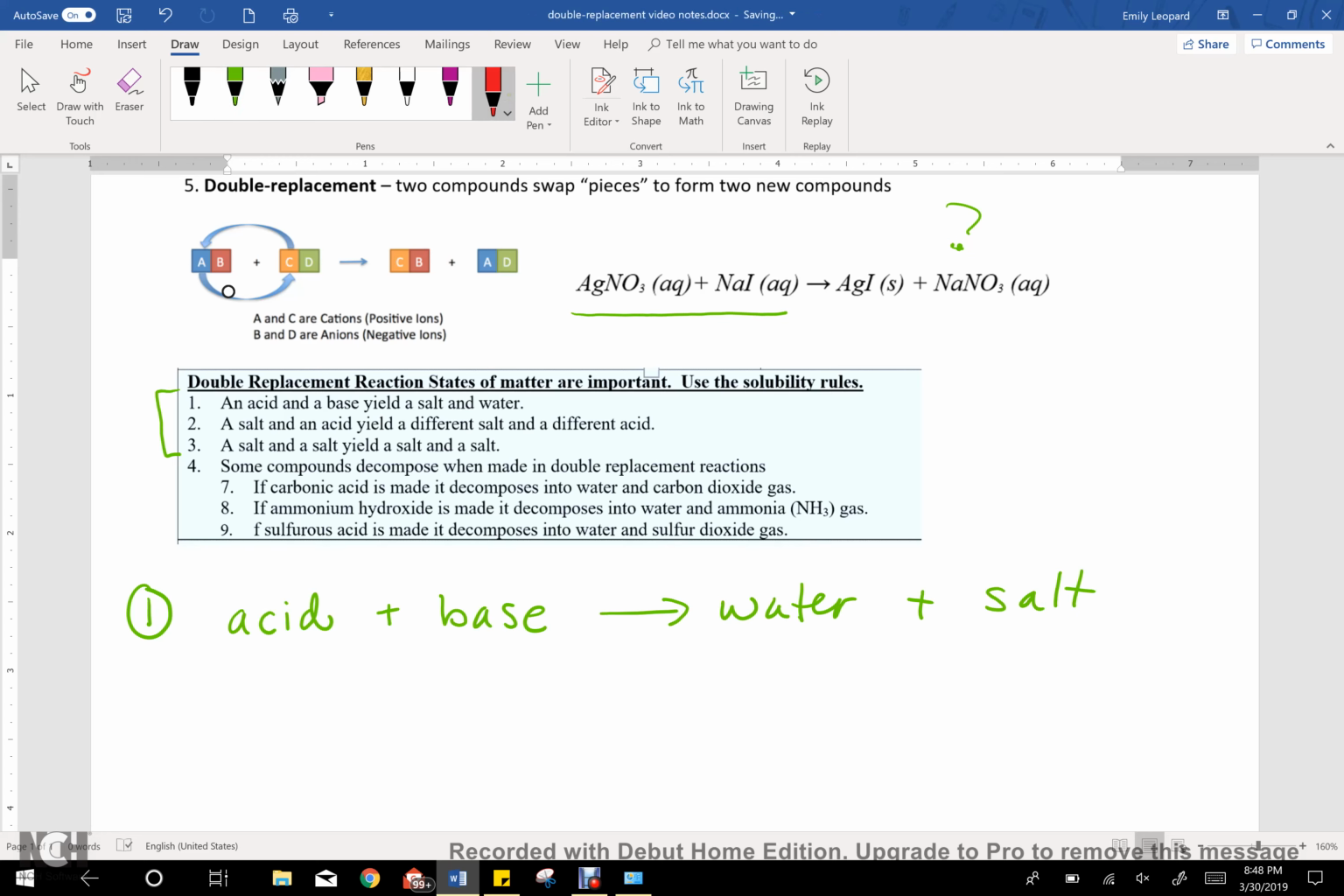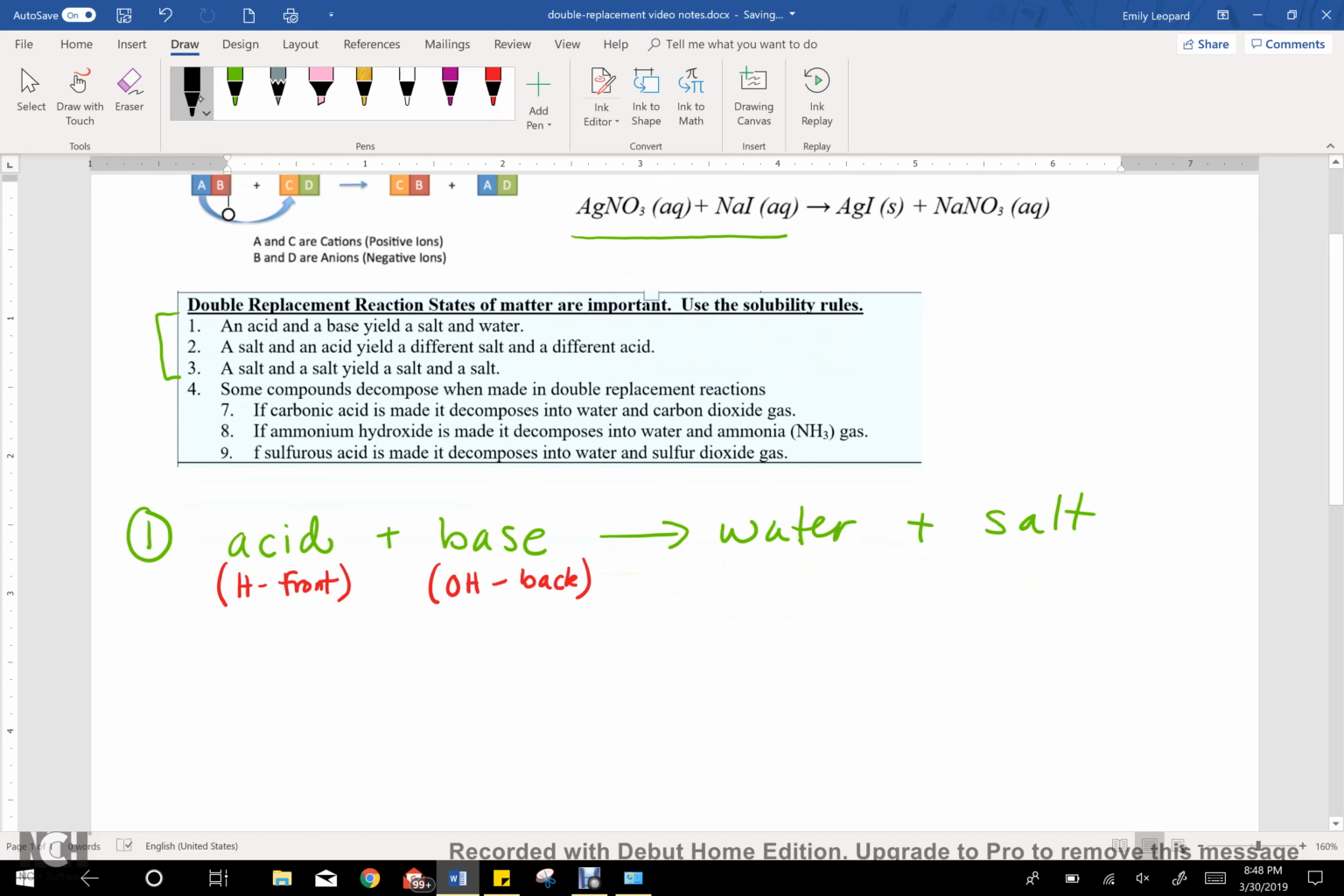First of all, we need to be able to recognize if we're dealing with an acid or a base. We already know that with an acid, you should be looking for hydrogen in the front. And with a base, you're going to be looking for hydroxide in the back, or the second half of the molecule, okay? Here's an example that we're going to do. We're going to start with phosphoric acid. See, there's our H in the front. And we're going to react it with calcium hydroxide. There's our hydroxide in the back, which lets us know that we're dealing with a base.